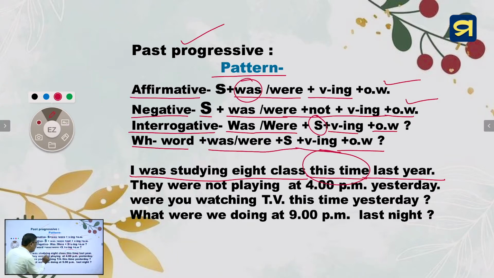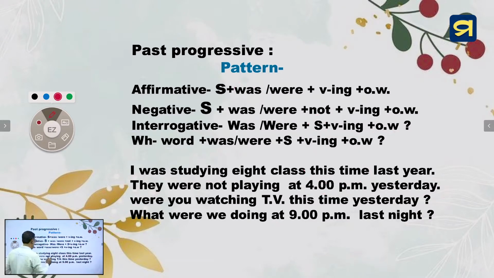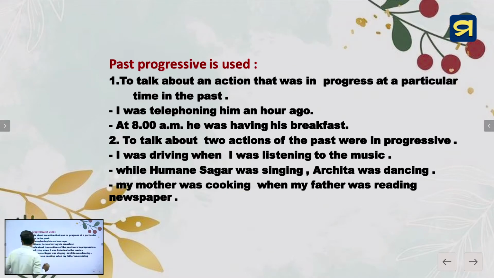Similarly, they were not playing at 4 p.m. yesterday. This is the clue. Were you watching TV this time yesterday? Last one. What were we doing at 9 p.m. last night? These are the different clues, and for these sorts of things, we will write past progressive tense. Okay, dear children? Have you understood? Okay. Next.